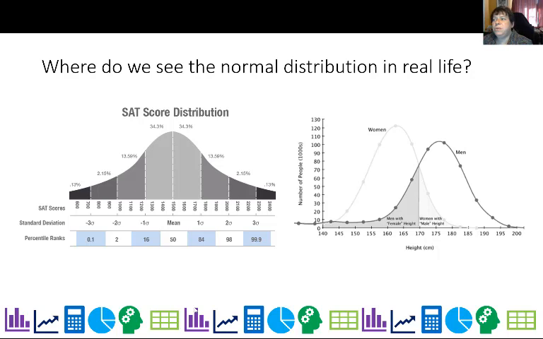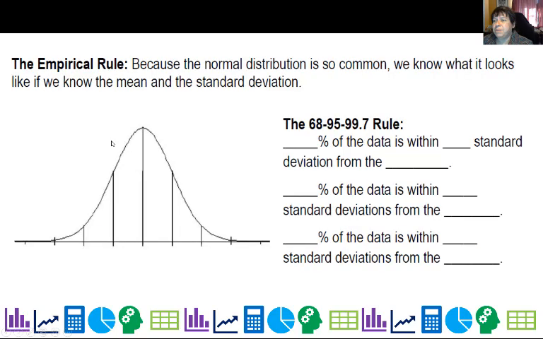So where do we see the normal distribution in real life? You can see it a lot in test scores, like the SAT score distribution on the left. Heights, you have women and men. You could argue that the men's distribution on the low end is not quite so normal, but generally pretty normally distributed. So because the normal distribution is so common, we know what it looks like if we know the mean and the standard deviation. There are three rules, part of the empirical rule, that give you general properties of the distribution.